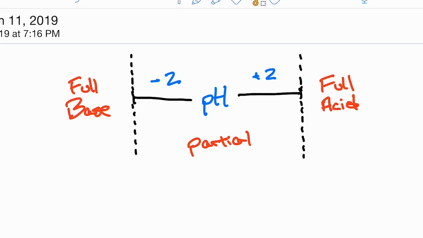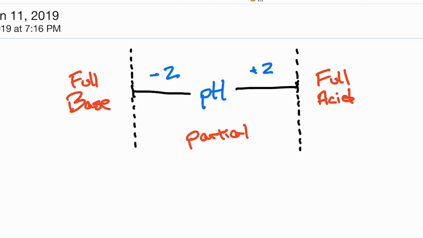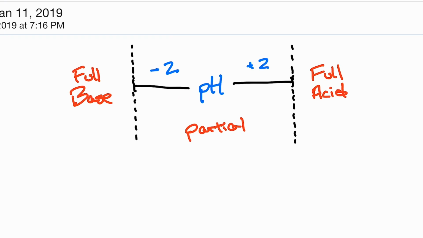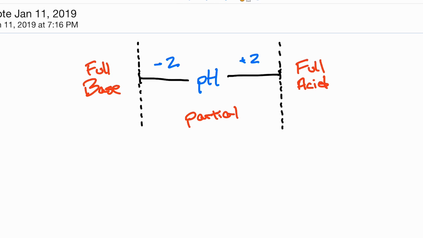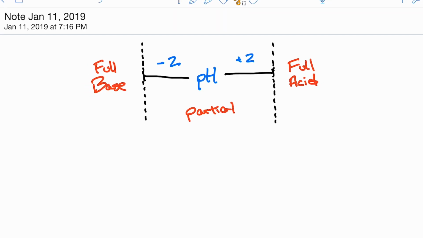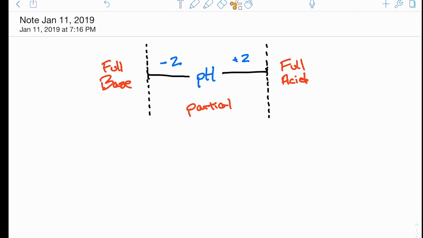Hey guys, so in another video, I frequently use this diagram to find the exact charge of a group. In this video, I will explain why this method works, as well as the relationship between pH and pKa.